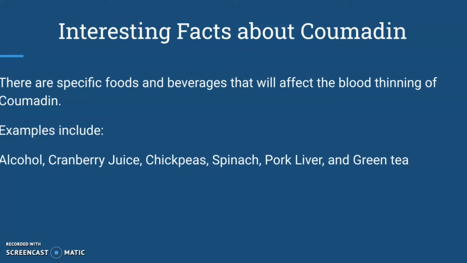Interesting facts about Coumadin. Did you know that there are specific foods and beverages that will affect the blood thinning of Coumadin? Examples include alcohol, cranberry juice, chickpeas, spinach, pork liver, and green tea.